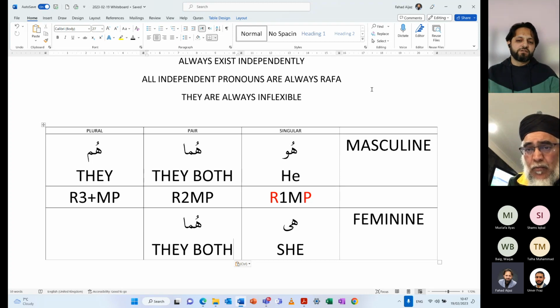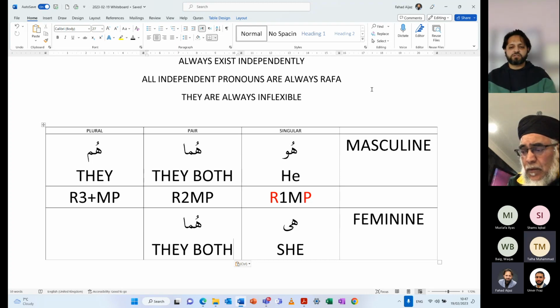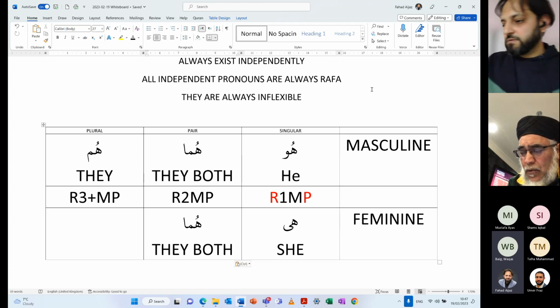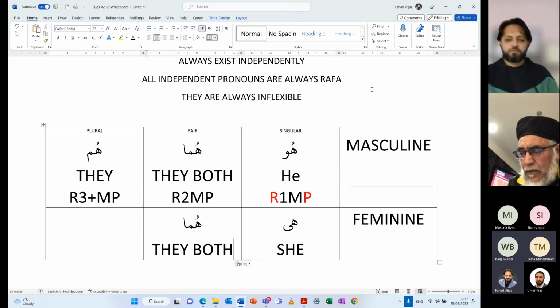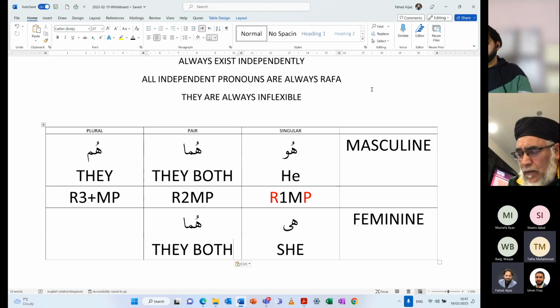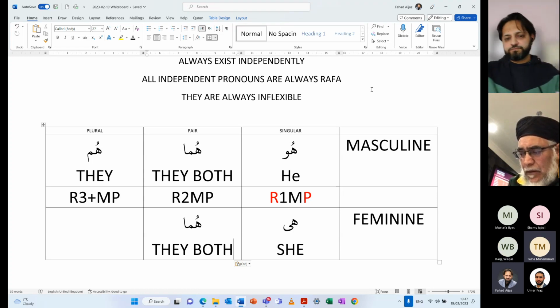Up to this point, just say it out loud a few times, make some noise, and make yourself comfortable with this, please. Huwa, huma, hum, hiya, huma.